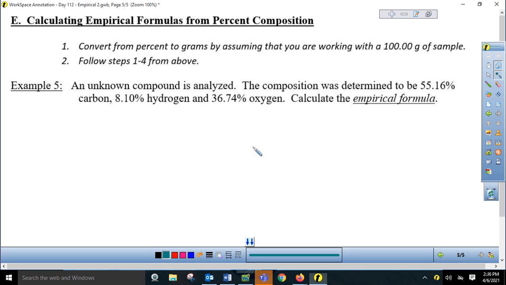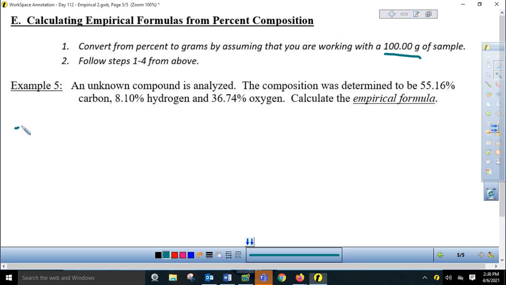So here we go, our final problem. We're going to work on example 5 in our notes. And we decided we're not going to do the hydrate section, so this is the final problem of our Unit 9 packet that we're going to do together. So it says we have an unknown compound, we're going to analyze it, and once we analyze it, we figure out that the composition of our mystery substance is 55.16% carbon. So just assume, it's percentages, right? Assume that you have a 100-gram sample of it.